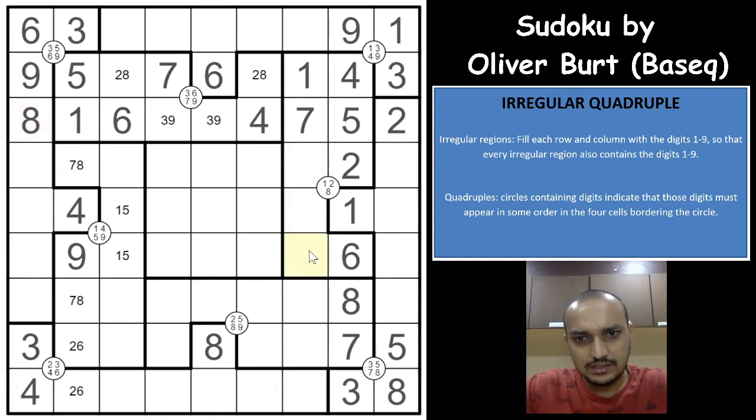8, so 3 and 9. So 9 cannot be here. So 8 and 9 would have to be here. This is a 3 now. Okay.